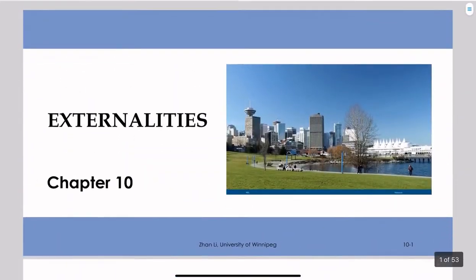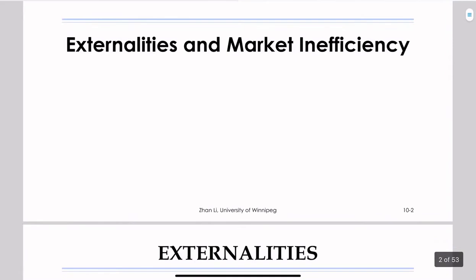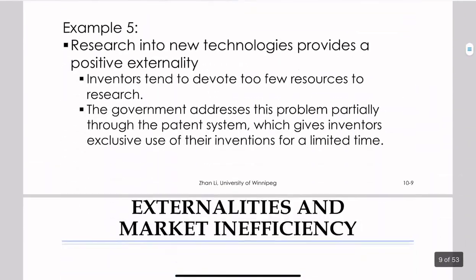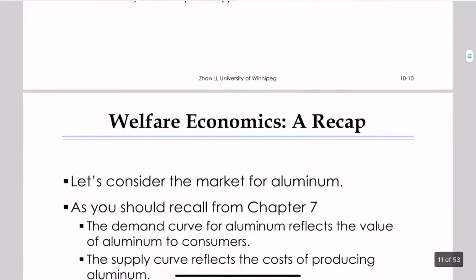First, you have to understand the definition of externality, right? Basically, if there is an uncompensated impact of one person's actions on the well-being of a third party, a bystander, in this case we would say there is externality. And of course, depending on whether this external impact is positive or negative, we will have positive externality and negative externality.